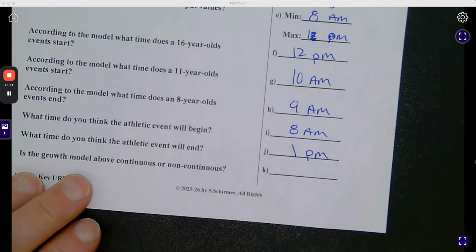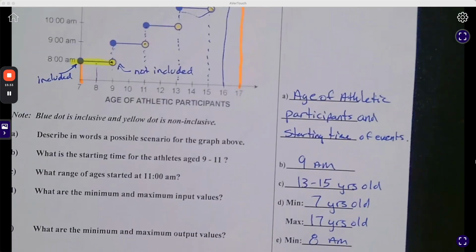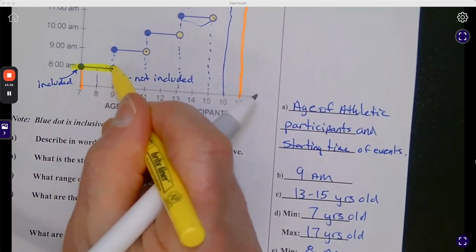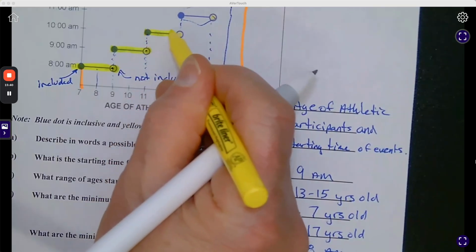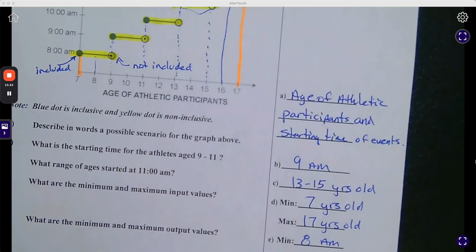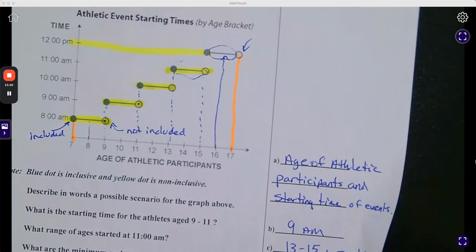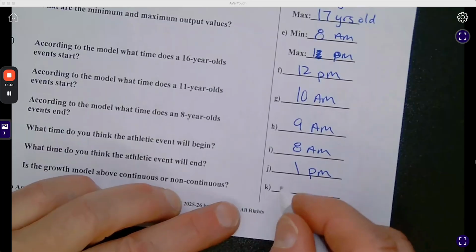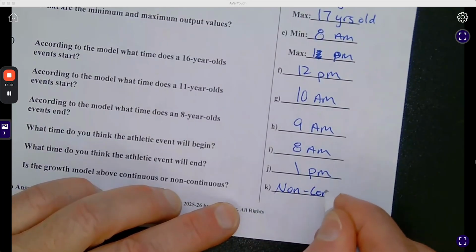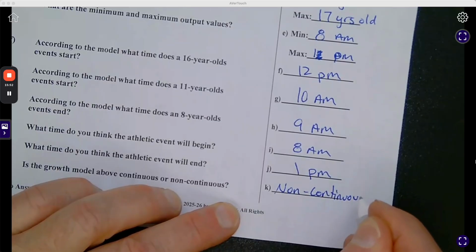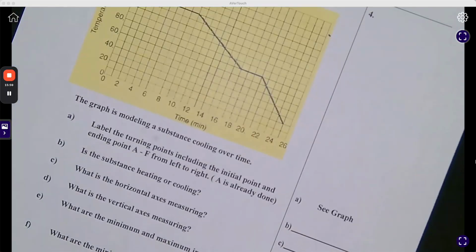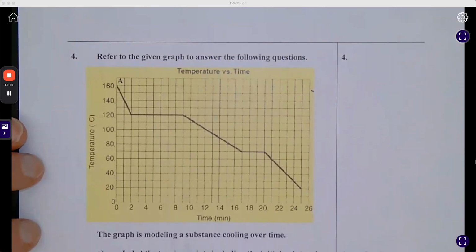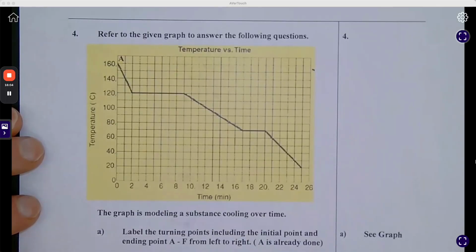Is the growth model above continuous or non-continuous? Well, notice I go like this, but then I have to jump and jump and jump. So that is non-continuous. I cannot draw the entire graph without lifting my pencil. Continuous. All right, good job. Last one. You're doing great. Keep it up. Refer to the given graph to answer the following questions.